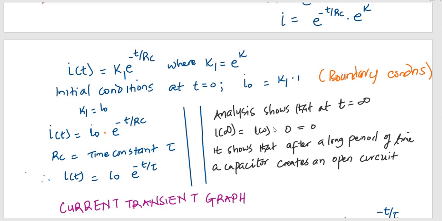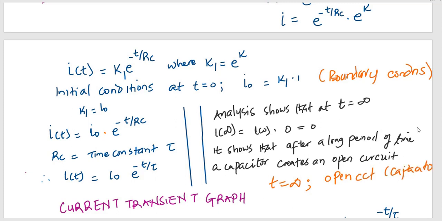Therefore, I at infinity will give you 0, and it will show you that after a very long period of time, the current flowing through this circuit will tend to be 0. After a very long period of time, the capacitor creates an open circuit. That's why we are saying that at t equal to infinity, the capacitor creates an open circuit. Open circuit as a result of a capacitor.